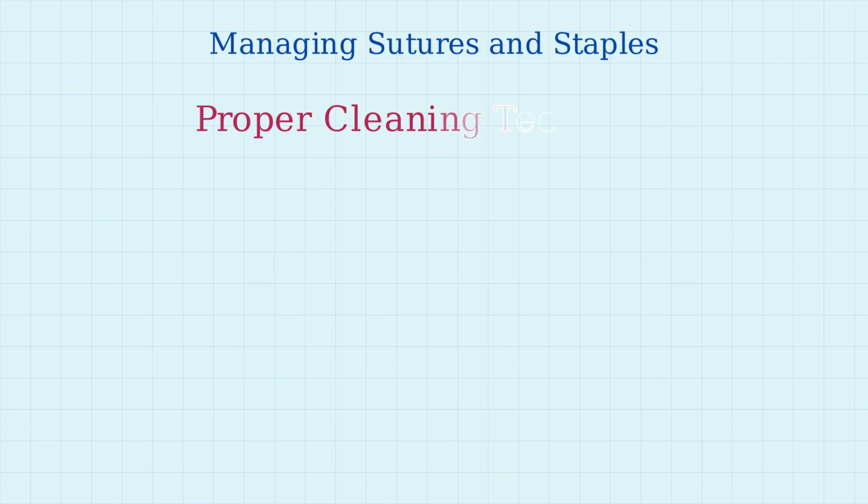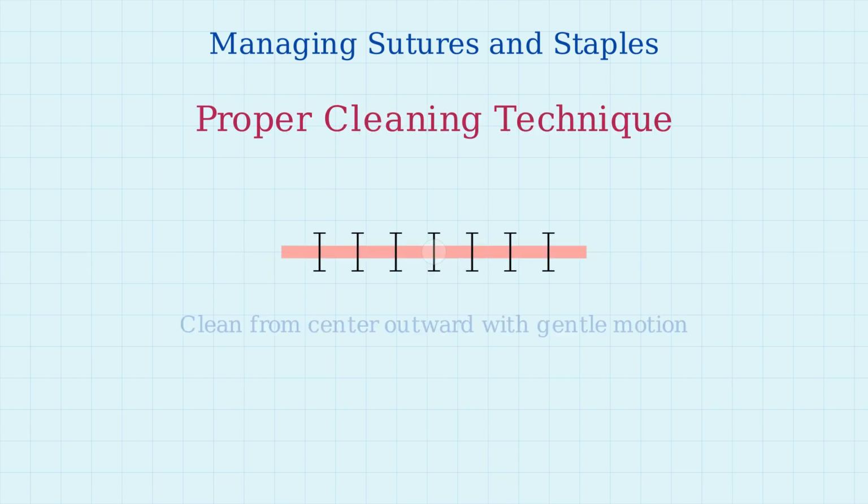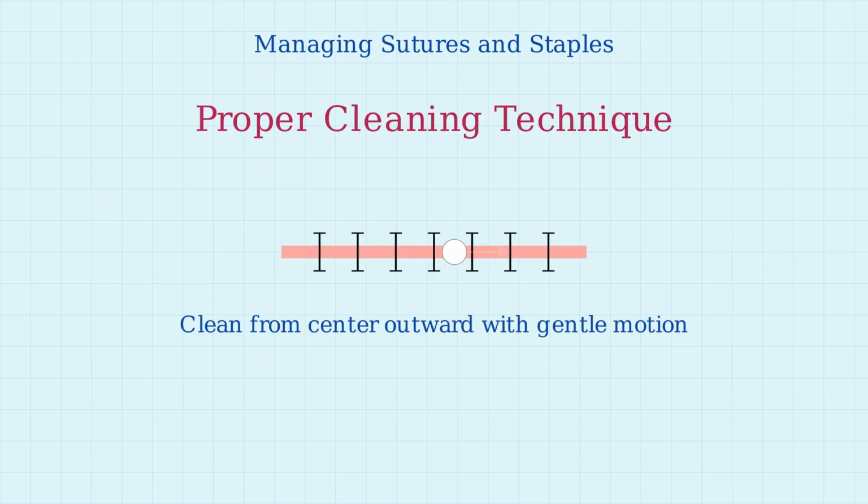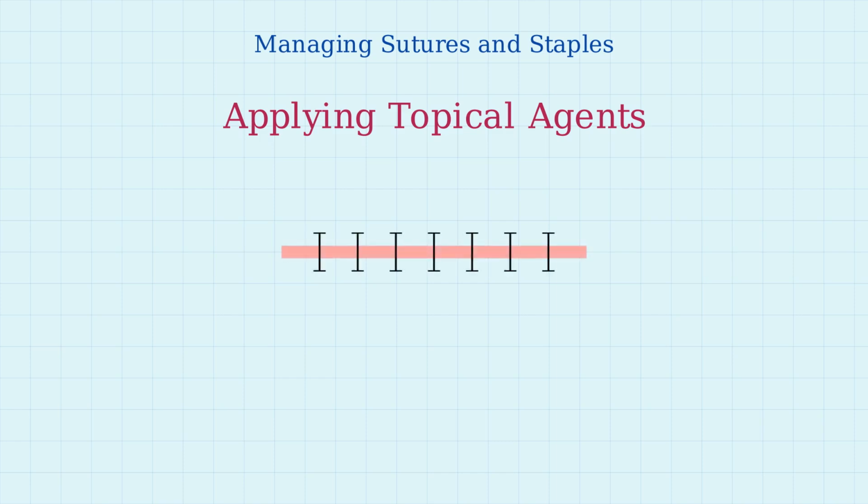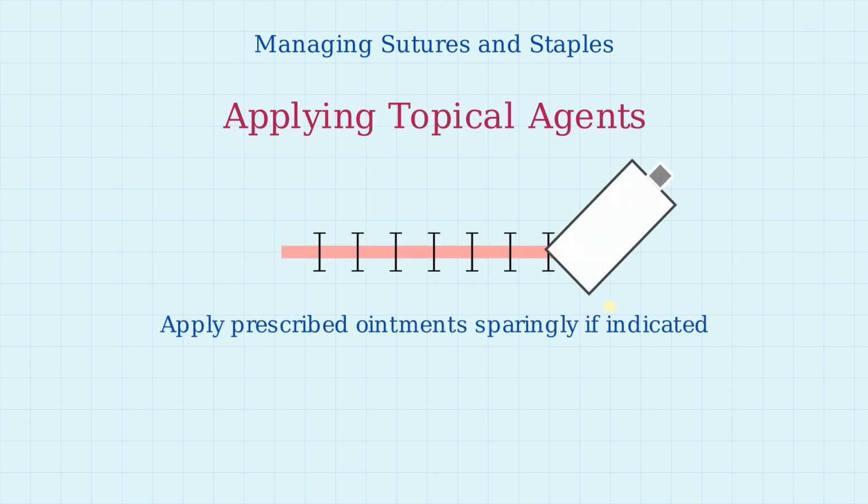Clean the wound and suture line gently with the prescribed solution. Use a swab and clean from the center outward to avoid introducing contaminants into the wound. Apply prescribed topical agents if indicated by your healthcare provider. Use a clean applicator and apply sparingly to avoid excessive moisture.